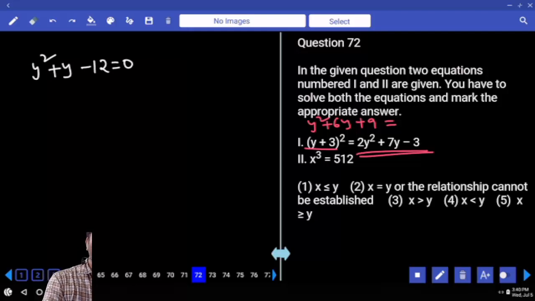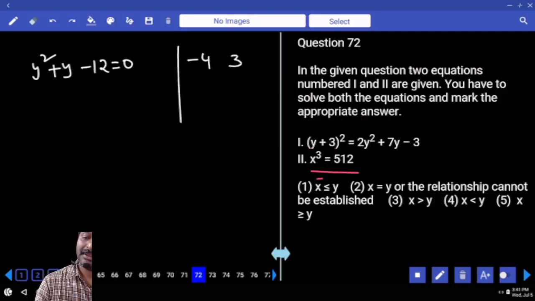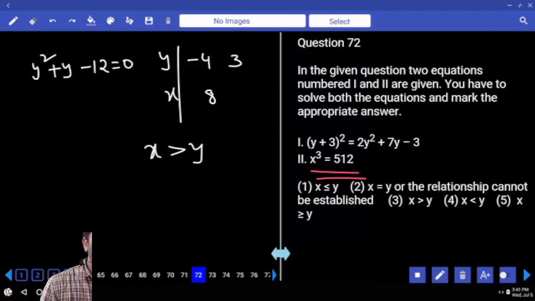Right? Combination plus 4, minus 3. Factors are minus 4 plus 3, correct? Now, x cube is equal to 512. Which cube is 512? Is it plus 8 or minus 8 also? Only? Answer. X less than, look carefully, x greater than y. First is y and then x, right? Need to be careful.